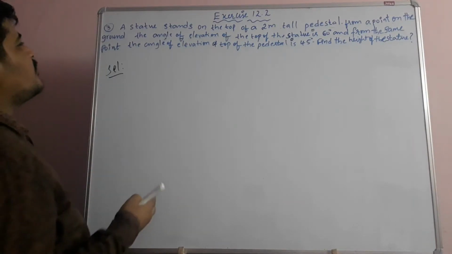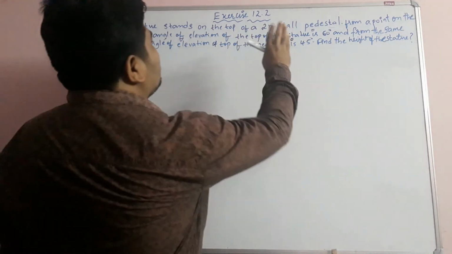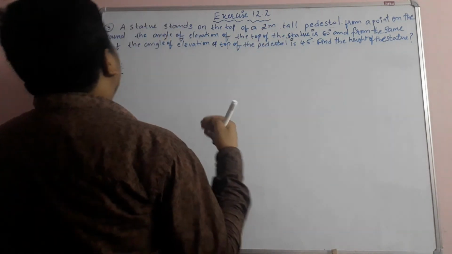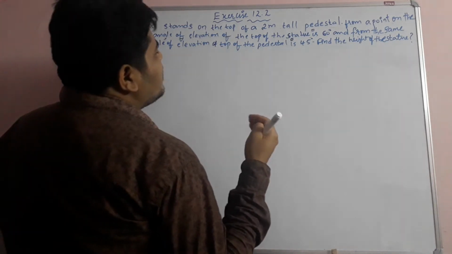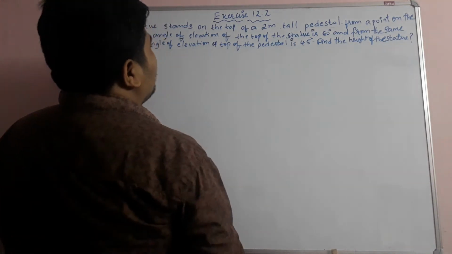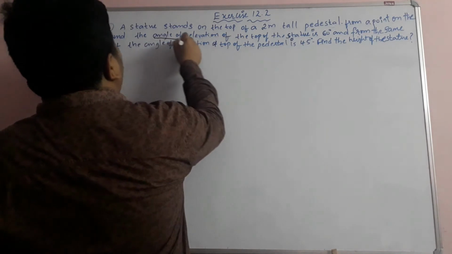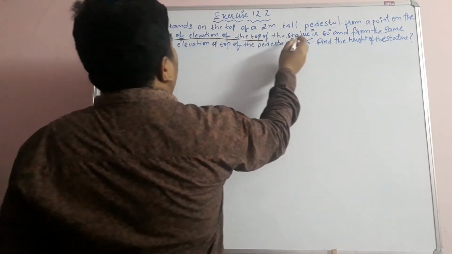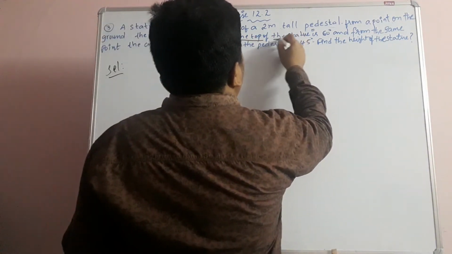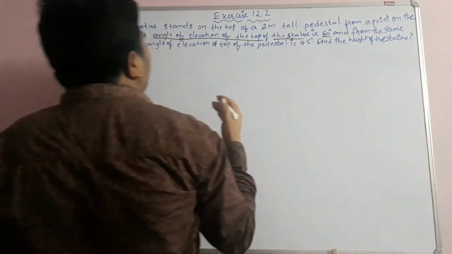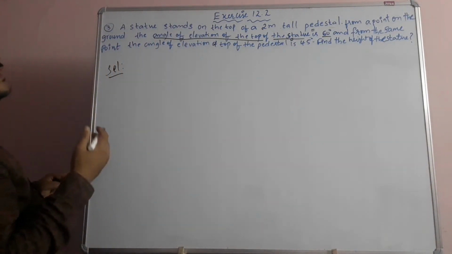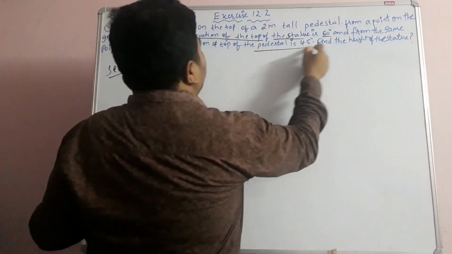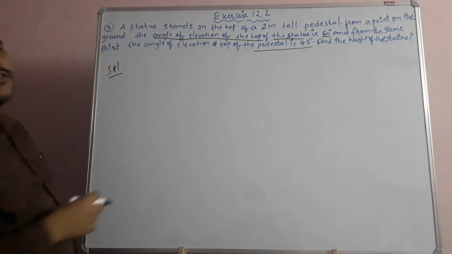A statue stands on the top of a 2 meters tall pedestal. From a point on the ground, the angle of elevation of the top of the statue is 60 degrees. And from the same point, the angle of elevation of the top of the pedestal is 45 degrees. Find the height of the statue.